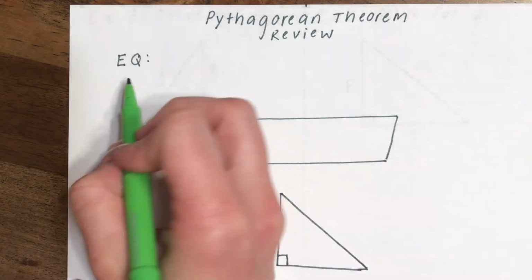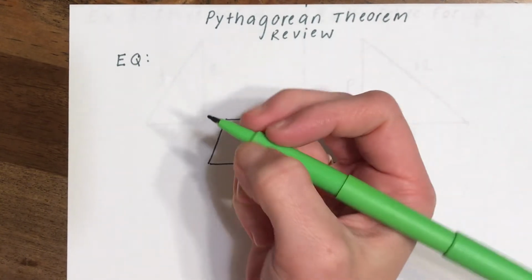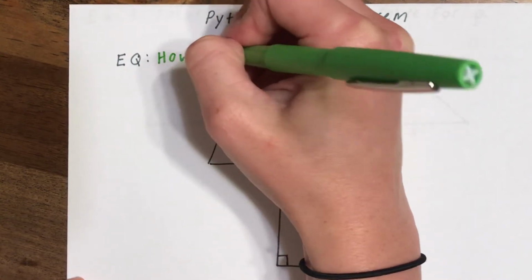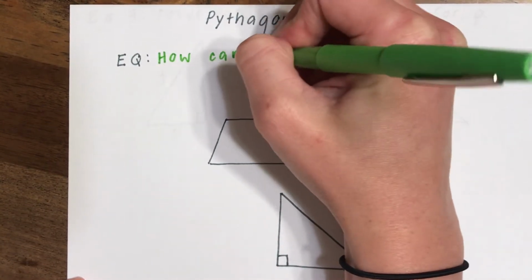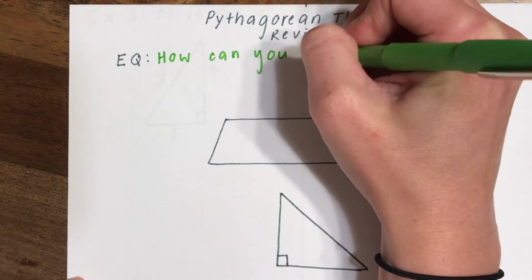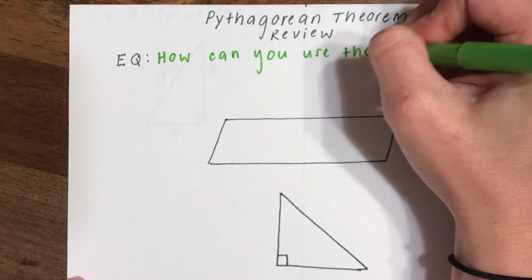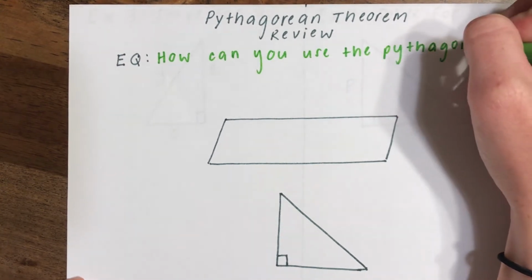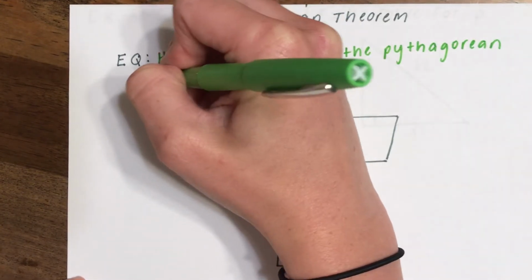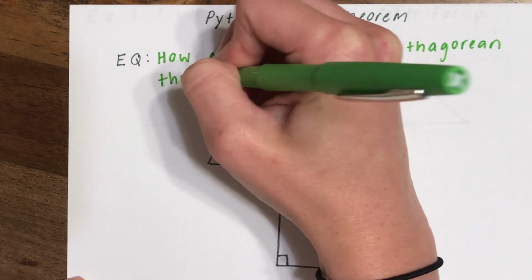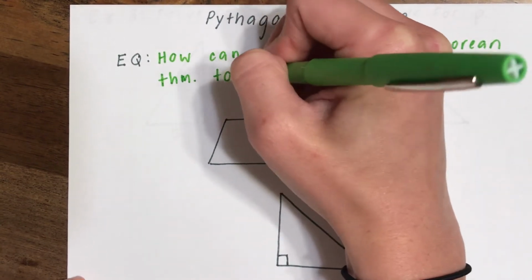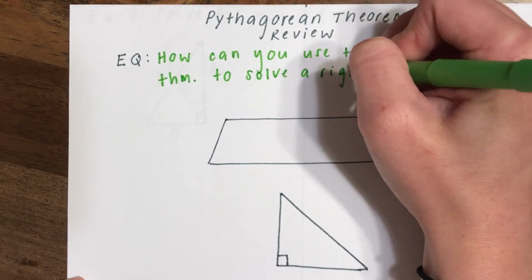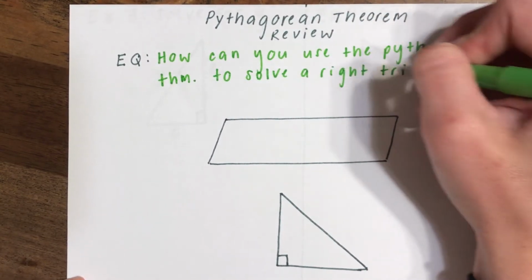All right, so our essential question, just like we have in class, is how can you use the Pythagorean theorem, I'm going to abbreviate this, to solve a right triangle.